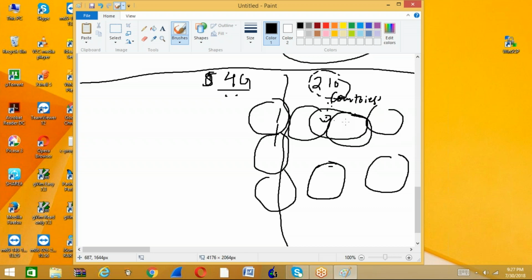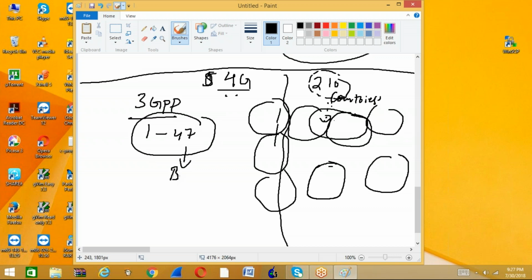So for that reason, even though 3GPP has defined the ranges, how many ranges? 1 to 47 bands. There are in fact 1 to 67 bands, but as of now you can take it as 1 to 47. So 1 to 47 bands are there as per 3GPP.